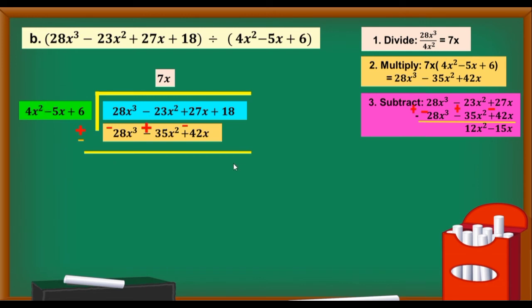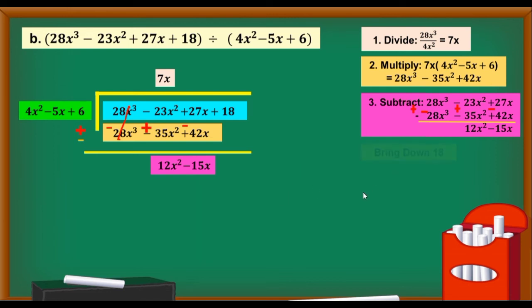So, ito, kung mapapansin nyo, magsi-0 na to. Ayan. 0 na siya. Okay? And then, negative 23 plus 35 ay positive 12x squared, kasi magiging 35 minus 23 is 12. And then, 42 minus 27 is 15. So, since mas mataas ang 42, so negative 15x.